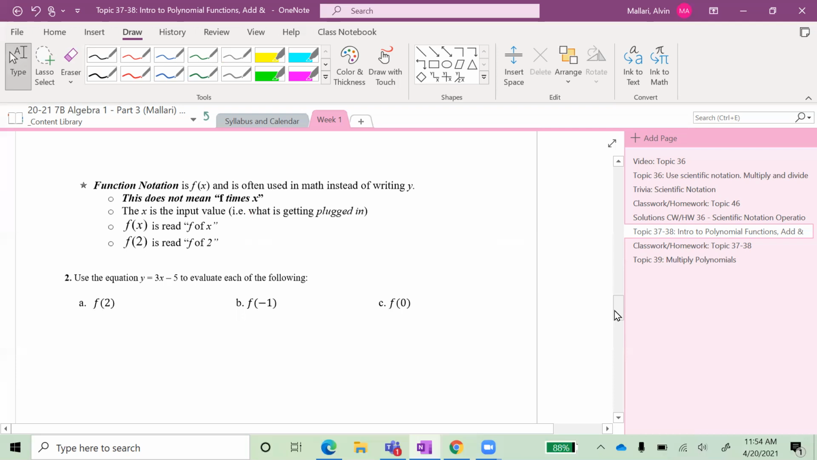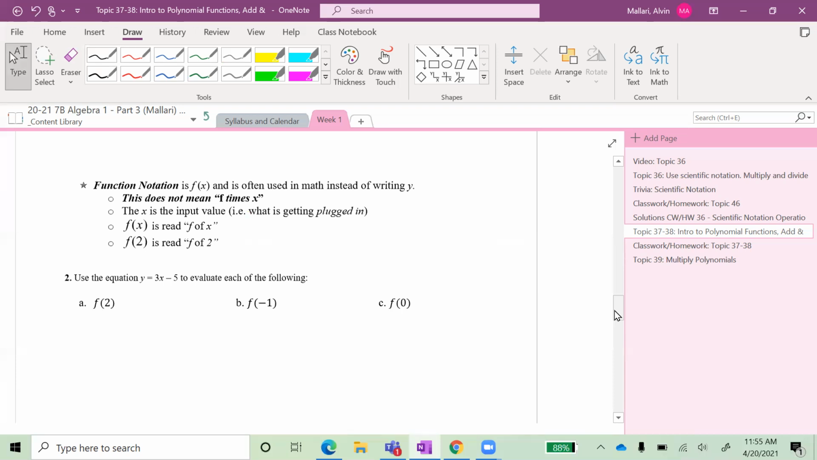Now let's talk about function notation. F of x is often used in math instead of writing y. Well, f of x is also equal to y. They mean the same thing. Now, when we read this, it doesn't mean f times x. It means that the x is the input value that is going to be the number that is going to be plugged in. So f of x is read as f of x, f of 2 is read as f of 2.